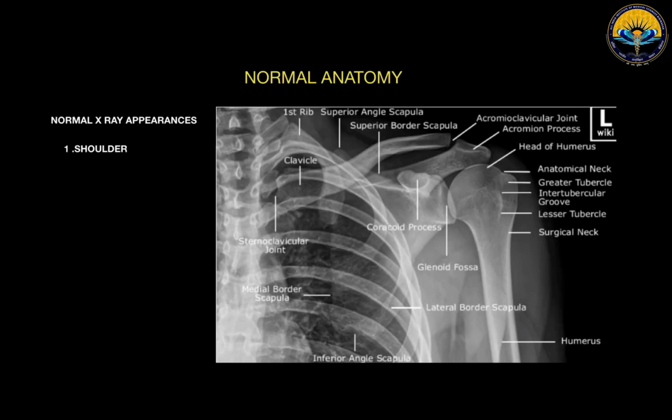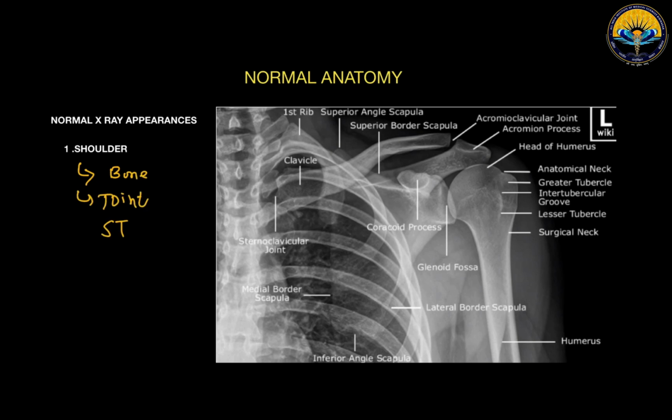Today we are going to discuss the normal X-ray of the shoulder joint. So here we have the AP view of the shoulder joint, and there are three main components of the shoulder radiographs, which are the bones themselves, the joints, and the soft tissue.